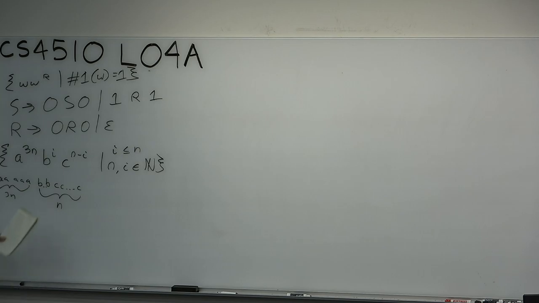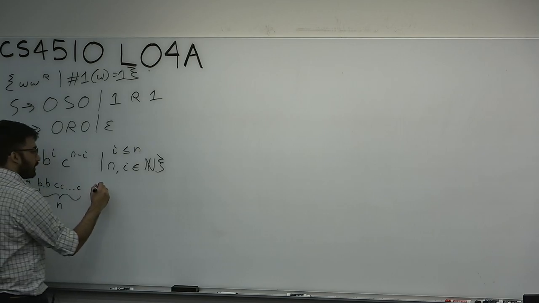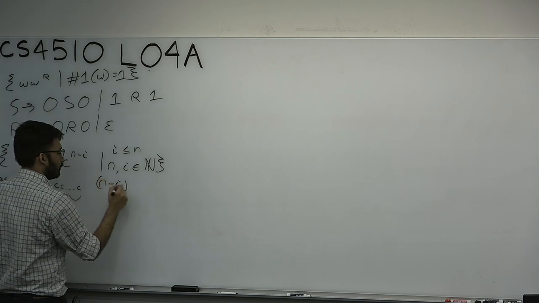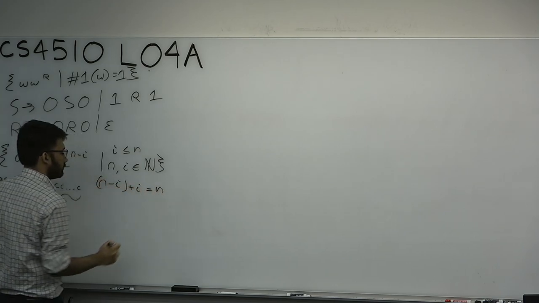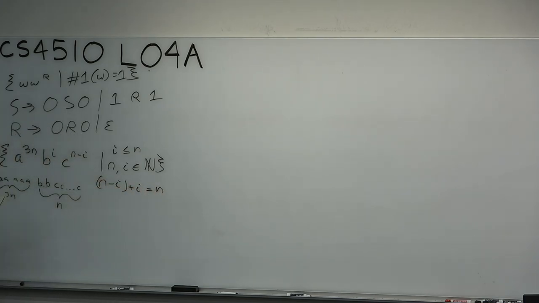So the trick here is that n minus i plus i is just n. So you really have something here of size n. B's and C's are of size n. And over here you have 3n A's. So what you want to do is, for every B or C, you add 3 A's. So here's one idea.